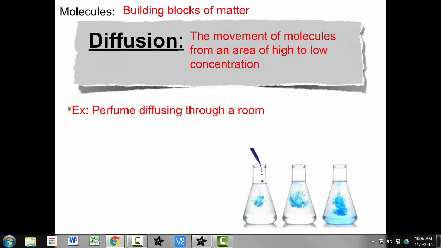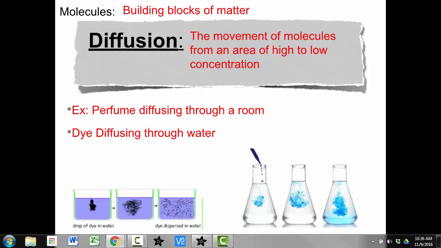They started off all in that corner when he put that little spray. And so all the molecules start off in a crowded little area. But then gradually they spread out throughout the room. If I put a drop of dye in the water, it starts off at a high concentration area. But those molecules gradually spread out until it moves throughout the water. Think of it this way. Molecules do not like to be crowded.